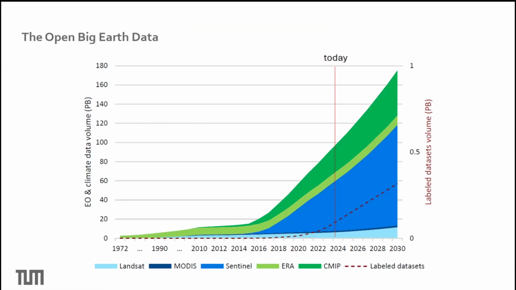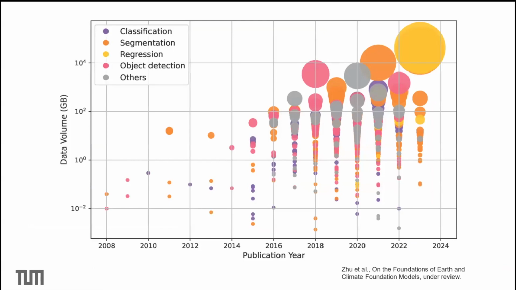And you will see that today we are at the region of around 0.1 petabyte of data that are already labeled. And you may wonder which labels we are referring to. Here I'm giving you an overview of the data volume of labeled data from around 2008 till 2023. You will see there is a big trend that the labeled data is becoming bigger and bigger. And if you look at the tasks it addresses, you see a big trend shift from image classification type of problems towards more challenging regression type of problems.